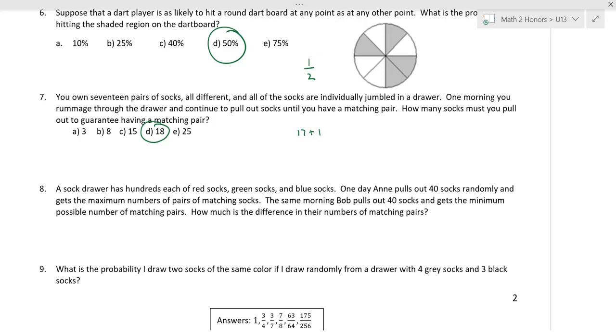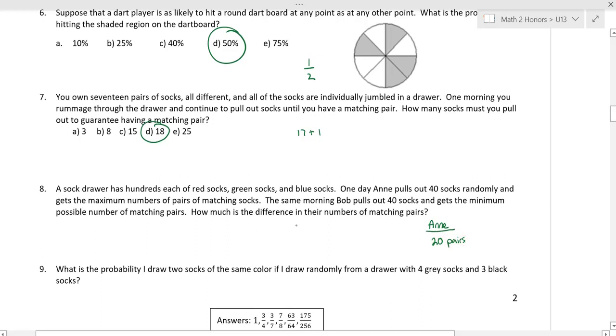Number 8. A sock drawer has hundreds each of red socks, green socks, and blue socks. Hundreds. One day, Anne pulls out 40 socks randomly and gets the maximum number of pairs of matching socks. Okay, so for Anne, if she pulls out 40 socks, the maximum number would be 20 pairs. As many pairs as she can get.